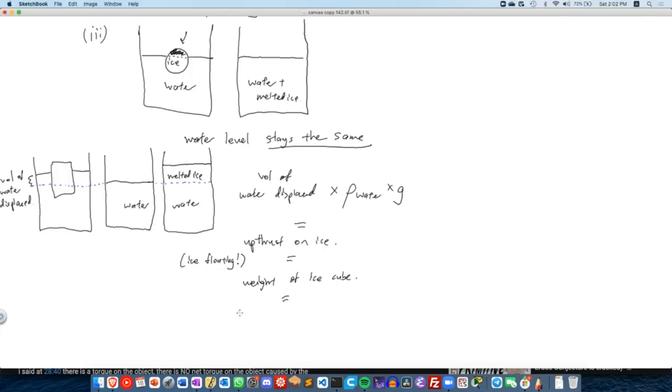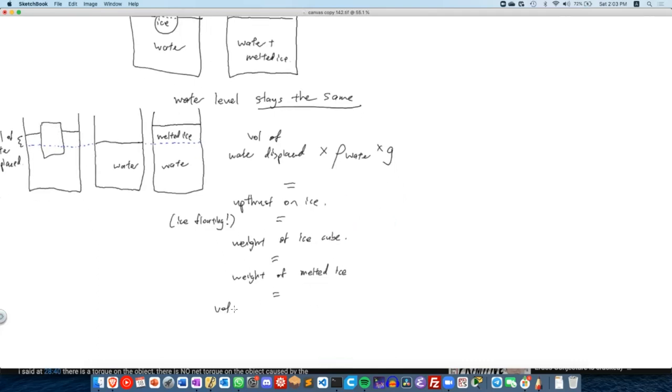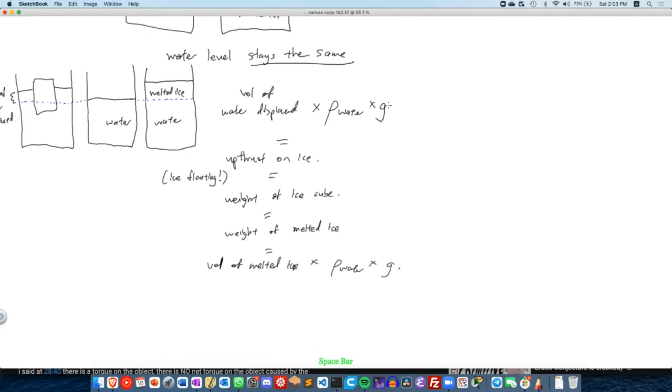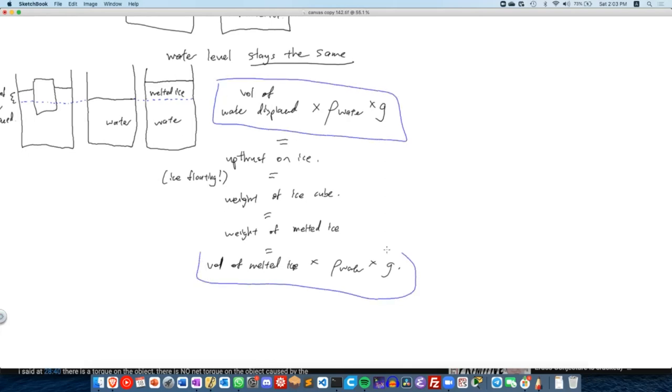So because after the ice is melted, the melted ice and the ice cube don't change in weight. After the ice cube has melted into water, the weight doesn't change. So it is equal to the weight of the melted ice. And this in turn is equal to the volume of melted ice times the density of water times g. And what do we get? We get that the first thing over here is equal to the last thing over here.